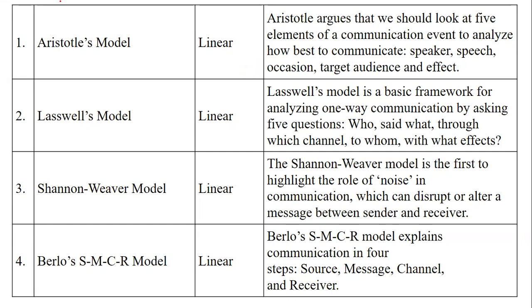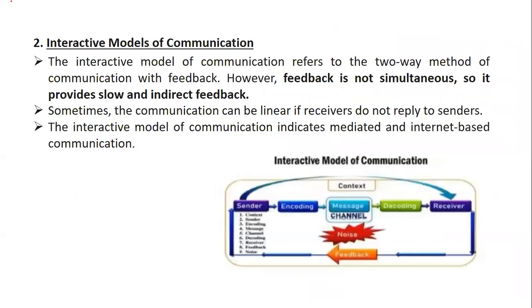Now, the next model we are going to turn towards is the interactive model. In the interactive model, feedback is present; no doubt it is a two-way method. Compared to linear, it is one step ahead because it is a two-way method with feedback, which was missing in the linear model. But what is important to understand is that feedback is not simultaneous. It means that it is either a slow feedback or an indirect feedback. You don't have an assurance that it will come the moment the receiver receives the message. So it can be slow or it can be indirect. This is one special characteristic of the interactive model.